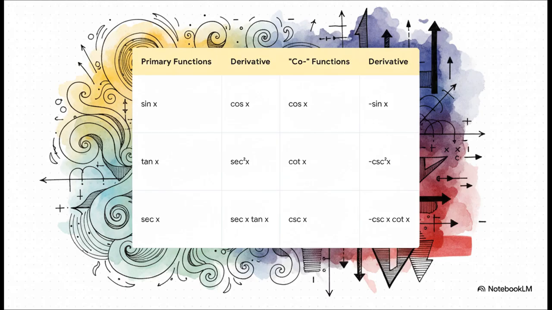Now, look over at the right side, at all the co-functions. Cosine, cotangent, and cosecant. Do you see the pattern here? The derivative of cosine is negative sine. The derivative of cotangent is negative cosecant squared. And cosecant, negative cosecant cotangent. Every single co-function has a negative derivative. If you remember that, you're halfway there.